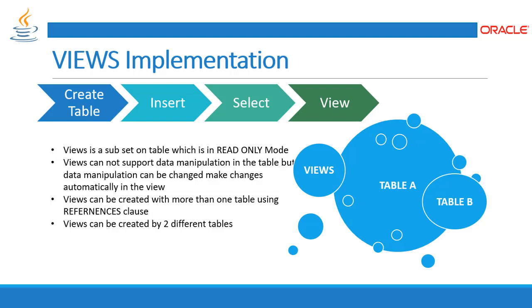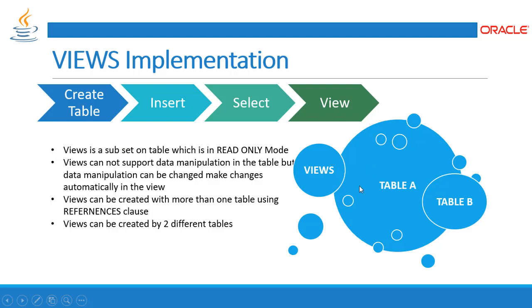Views implementation. We have discussed how we can implement views. First, you have to create a table. Then we insert some values in the table. We display the values, retrieving them to see how the table looks. And then we create a view accordingly as per our requirement. There are some rules which we have discussed.